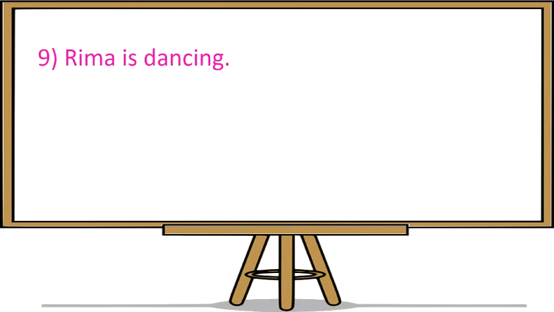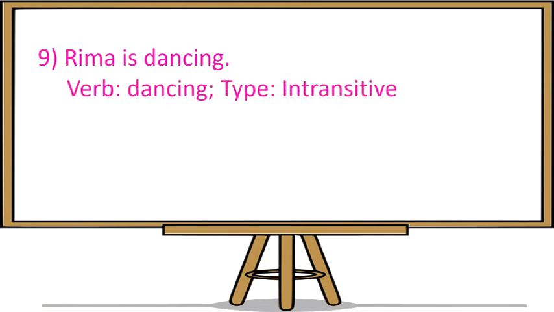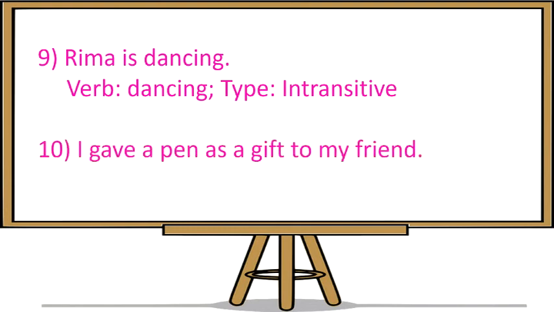Rima is dancing. It is very simple. Rima is the subject, dancing is the verb, and there is no object. So this verb is intransitive. Very good.